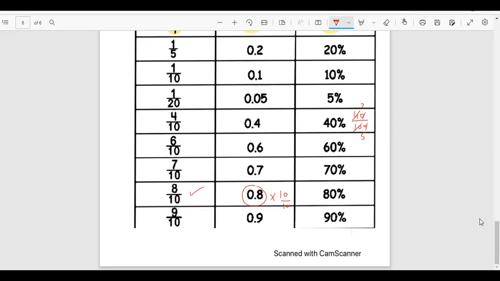Again, if the question or if the examiner has told you to give the answer in the lowest terms, then be careful and make sure that your final answer is in lowest terms. So if you have 8 by 10, you can write it as 4 by 5, right? Okay. Let's talk about another one.